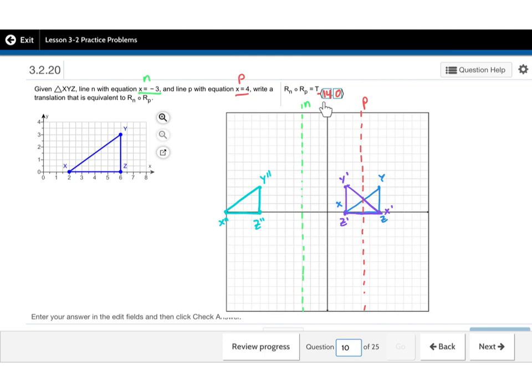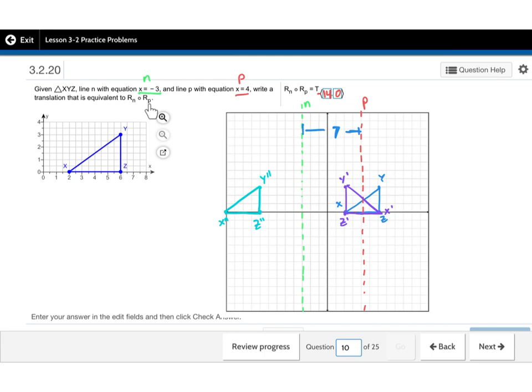Now the shortcut for finding that answer is using one of the ideas that I talked about in the video, which is when I do two reflections across parallel lines, the resulting translation is equal to a movement of double the distance between these lines. So what that's saying is if I look, for instance, at the distance from N to P, these two lines, how far apart they are, 7 units apart. All right? They are 7 units apart.